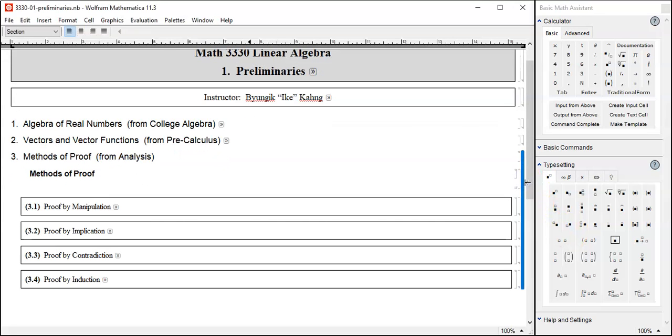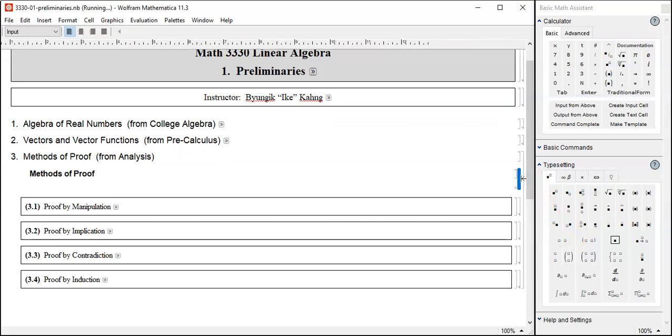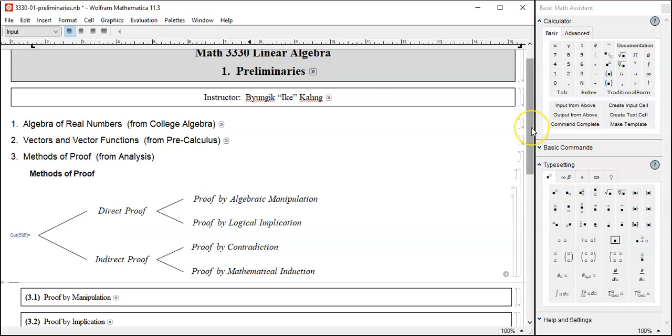Method of proof. What do you mean by proof? You write down a mathematical statement, and then you have to argue whether that statement is true. And that's a proof. What kind of methods do we use? There are many methods, but roughly speaking, we can classify like this, as direct proof and indirect proof. And the direct proof into proof by manipulation, typically algebraic manipulation, and proof by logical implication.